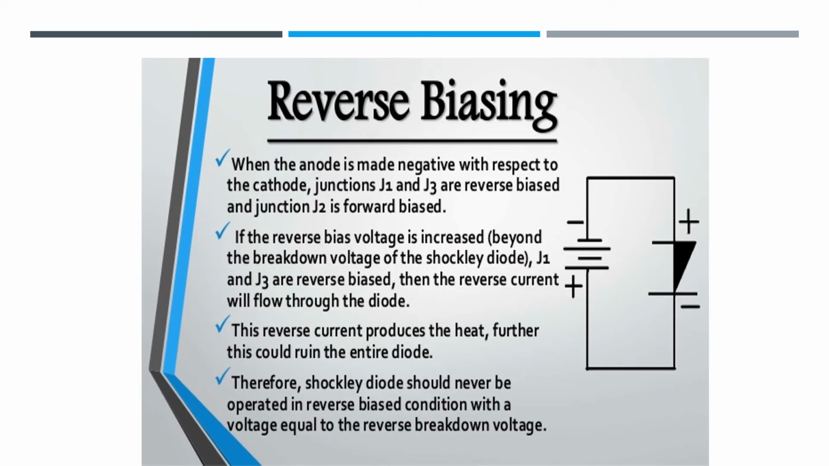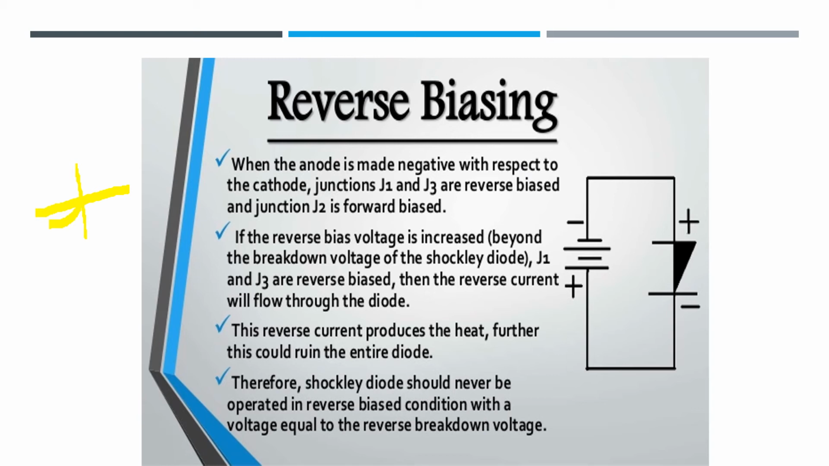Now next is the reverse biasing. When the anode is made negative with respect to the cathode, junctions J1 and J3 are reverse biased and junction J2 is forward biased. If the reverse voltage is increased beyond the breakdown voltage of the Shockley diode, then the reverse current flows through the diode. Now here the reverse current is going to flow.